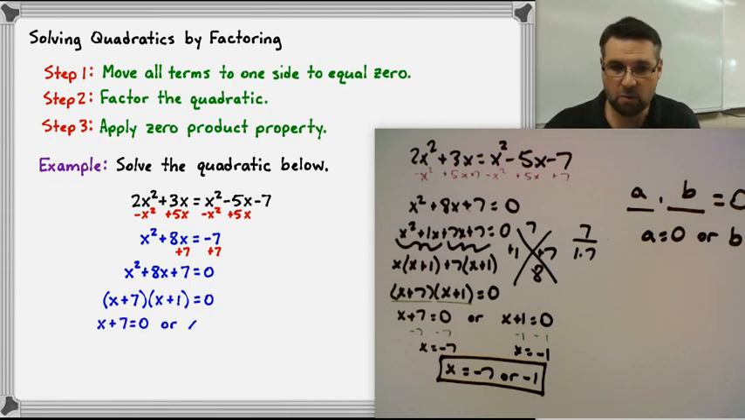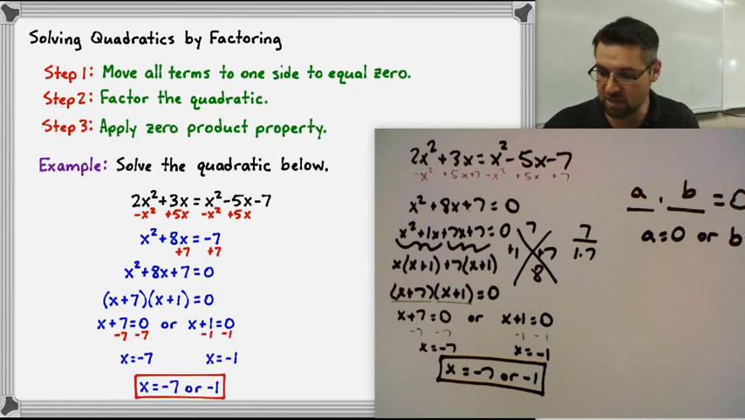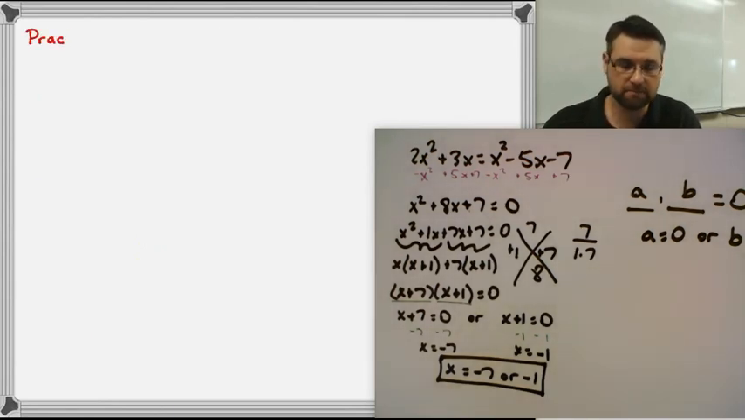So there's that. We use the zero product property. And then we solve each one of those equations. And we have our two solutions, x equals negative 7 or negative 1. Okay, so make sure you have this written down in your notes really detailed, really well, because you're going to refer back to it as a help as you go through this.